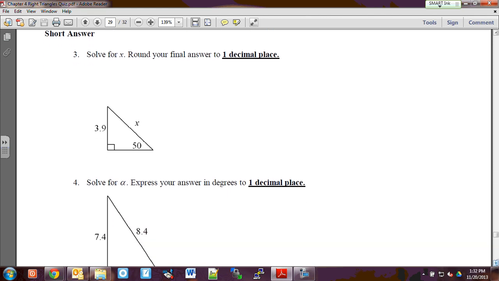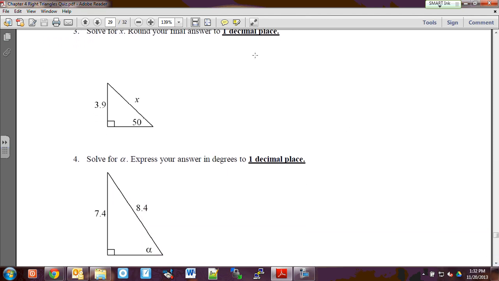Number 3, solve for x and round your answer to 1 decimal. Alright, so what we have to look at here is what sides we have. This is our angle down here, 50 degrees, and we have this side here, which is on the opposite side of the triangle. So that's the opposite side. And then the side x here is opposite the 90, so that's the hypotenuse. So you have to go back to SOHCAHTOA, okay, and figure out we have opposite and hypotenuse. So sine is opposite and hypotenuse. So the sine of 50 degrees equals 3.9 over x.